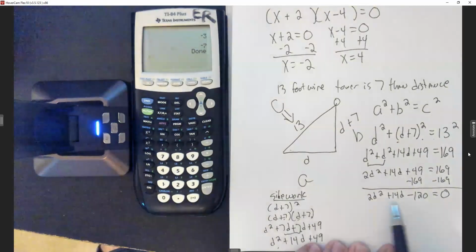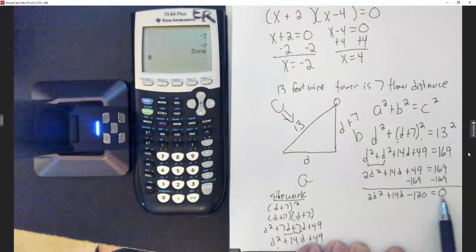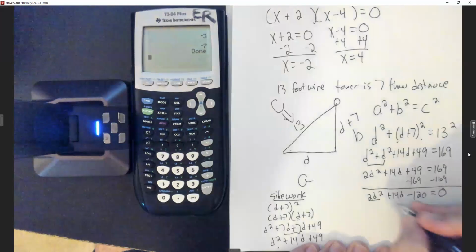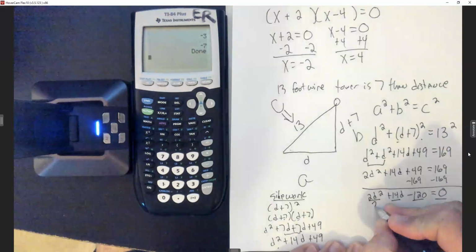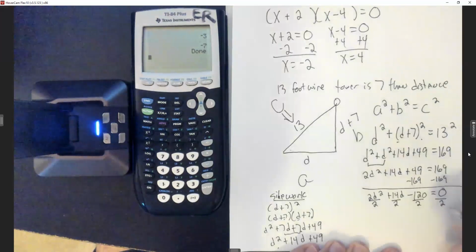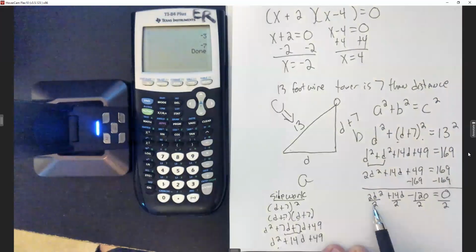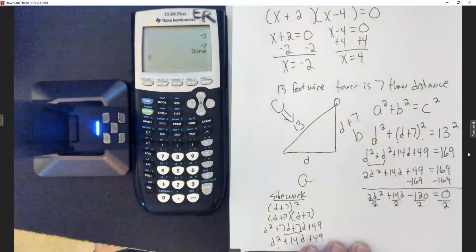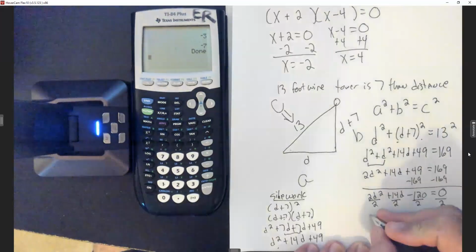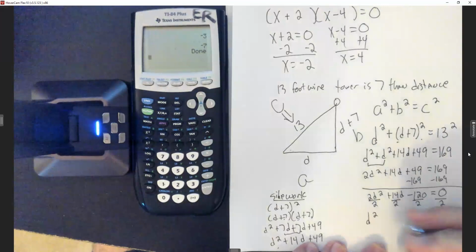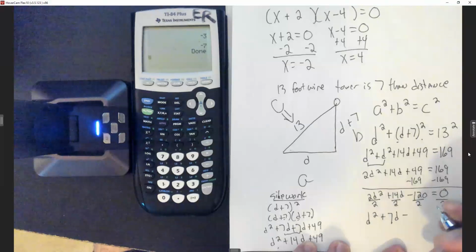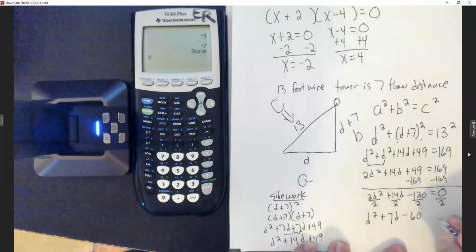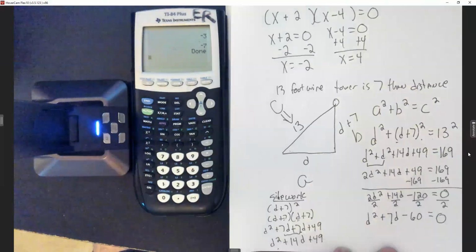If I was going to factor this, do y'all see a number that everybody can divide by? I'm going to divide everybody by 2, because all these will divide by 2, and that'll make this equation a little bit better. Because 2 divided by 2 gives you a D squared. 14 divided by 2 is 7D. 120 divided by 2 gives me 60. And all that's now equal to 0.